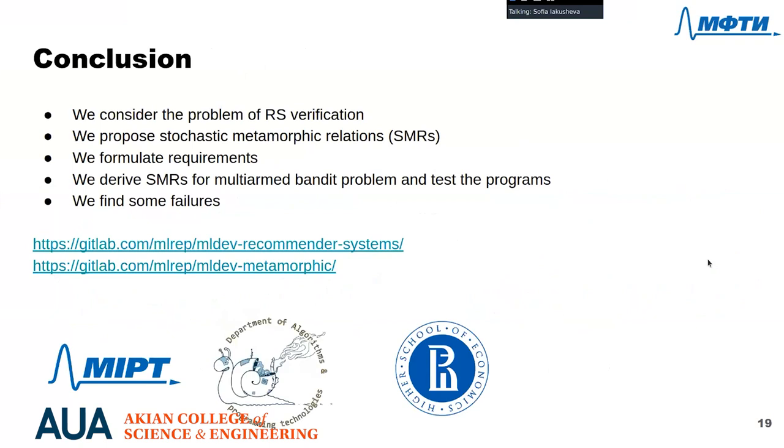So in conclusion, we consider the problem of recommender system verification. We propose some stochastic metamorphic relations, formulate requirements for recommender systems in general, derive stochastic metamorphic relations for the multi-armed bandit problem, test the problem, and find some failures. The code of our experiments is available on the internet. You can see it via links on the screen.